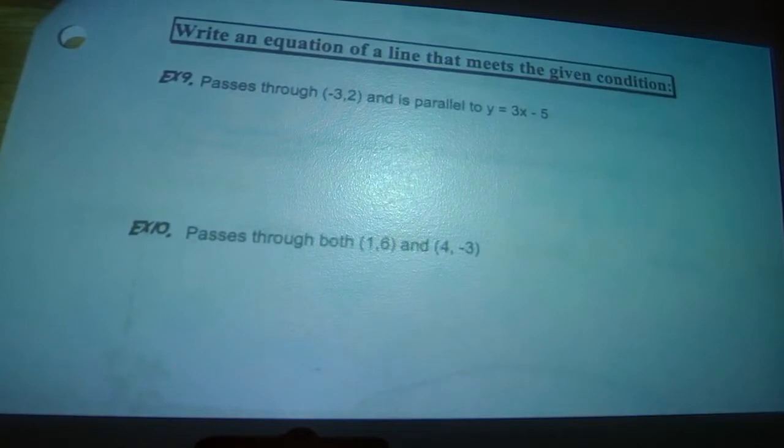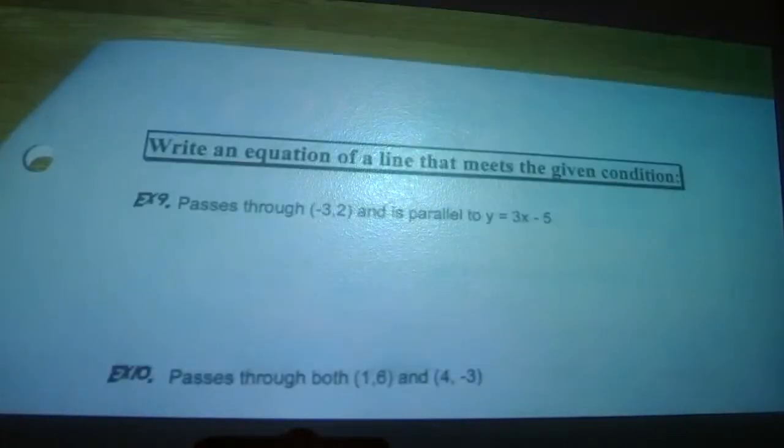So now we're going to talk about parallel and perpendicular lines. So first thing, parallel lines.